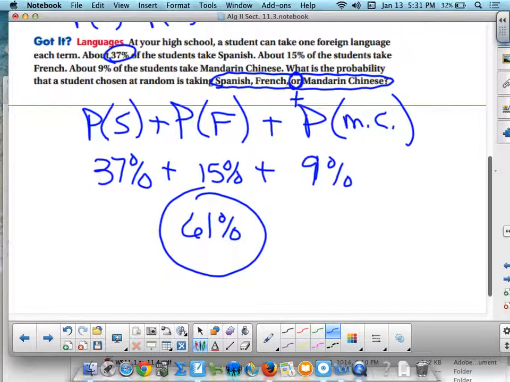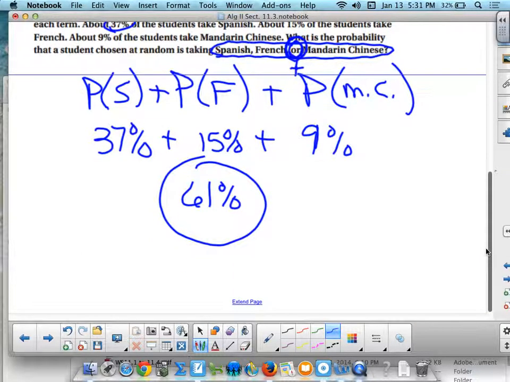These two problems were both or statements. When you see or, you think addition. When you see and, you think multiplication. Okay. All right.